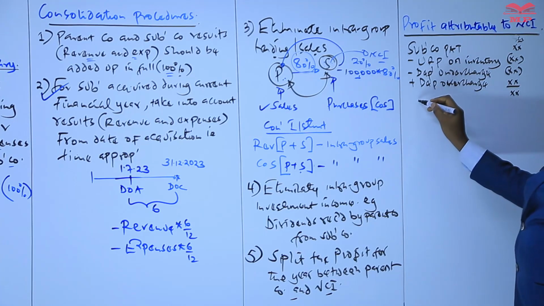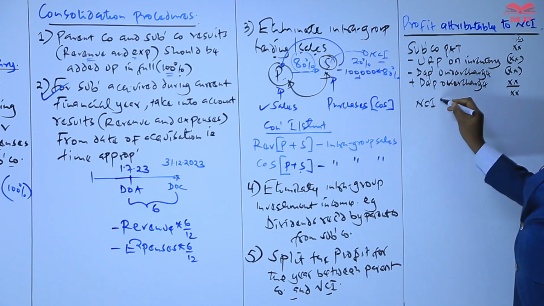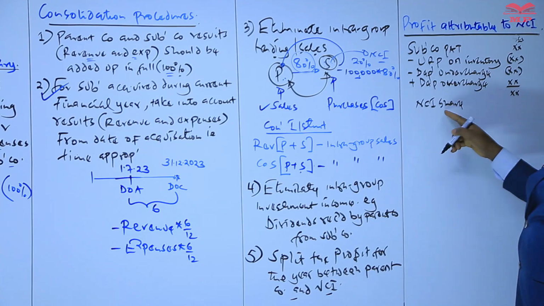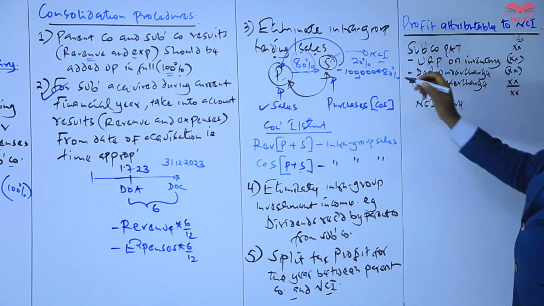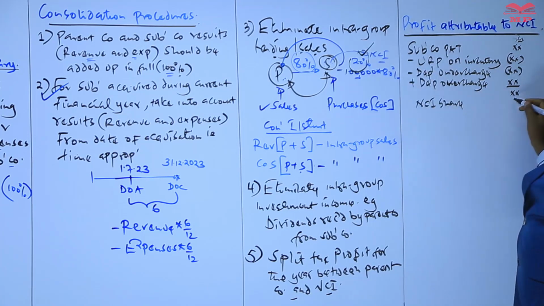Then what you do, you compute the NCI share of this profit. How do you compute the NCI share of this? You have to multiply that with the percentage NCI. Like in this case, the percentage NCI is 20%. Multiply that with the percentage NCI. And then in this case, you'll get now the NCI share of that profit.